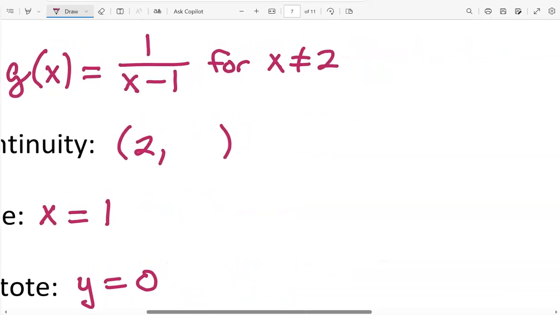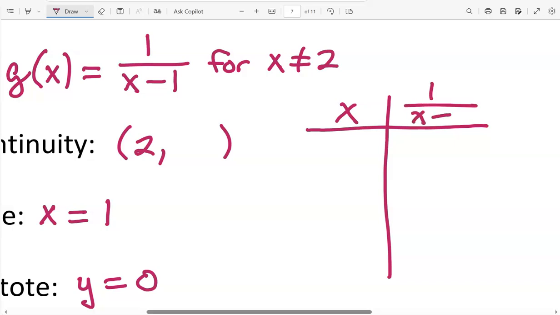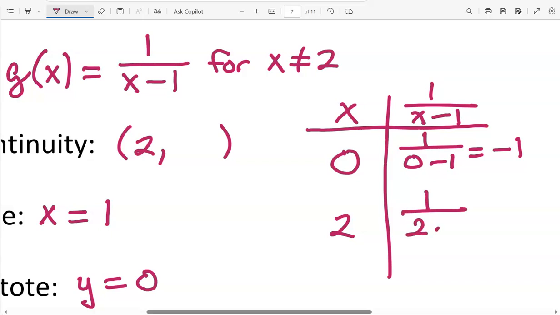All right, let's create a table to find points on this graph, just like we did with the other transformations of the reciprocal function. Our y values are 1 over x minus 1. And so we're going to pick a value on the left side of the vertical asymptote, on the left side of x equals 1, that would be 0, and 1 on the right side, that would be 2. When we pick x equals 0, that's 1 over 0 minus 1, which is -1. When we pick x equals 2, that's 1 over 2 minus 1, which is equal to 1.